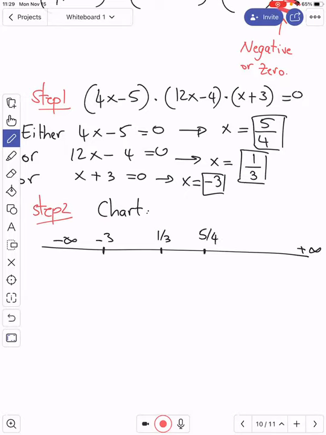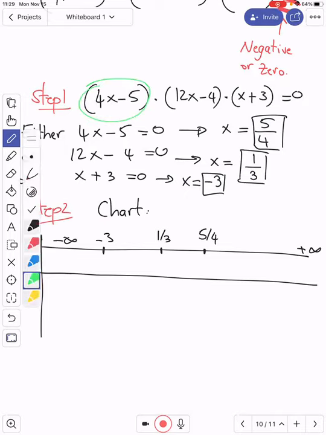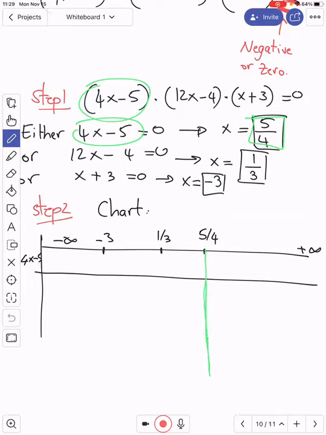All right, so let's put my first factor. What's my first factor? It's 4x minus 5. So I'm going to put 4x minus 5 in the first row. What's the corresponding solution to 4x minus 5 equal to 0? Well, we got 5/4. So this line here is my x equals 5/4. On the right, it's going to be positive, and on the left, it's going to be negative.